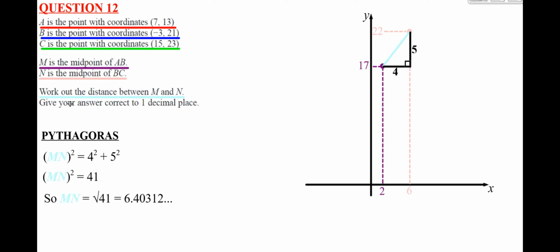Read the question carefully. It says, give your answer correct to 1 decimal place. The first number after the decimal is a 4. After the 4 is a 0. If that 0 were a 5 or higher, that 4 would be forced up to a 5. However, because it's a 0, we do not round up, and it just stays at 6.4. So the final correctly rounded answer is simply 6.4 units distance between M and N.